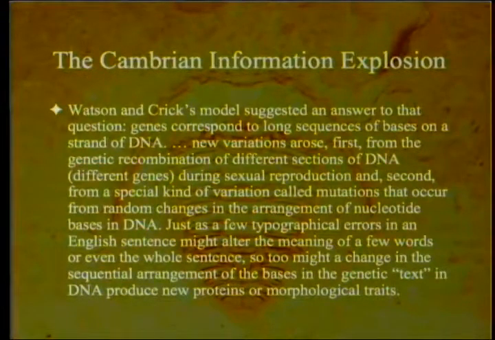Genes correspond to long sequences of bases on a strand of DNA. New variations arose first from the genetic recombination of different sections of DNA, different genes, during sexual reproduction, and second, from a special kind of variation called mutations that occurred from random changes in the arrangement of nucleotide bases in DNA. Just as a few typos in an English sentence might alter the meaning of a few words, or maybe the whole sentence, so might a change in the arrangement of the bases in the genetic text in DNA produce new proteins or morphological traits.